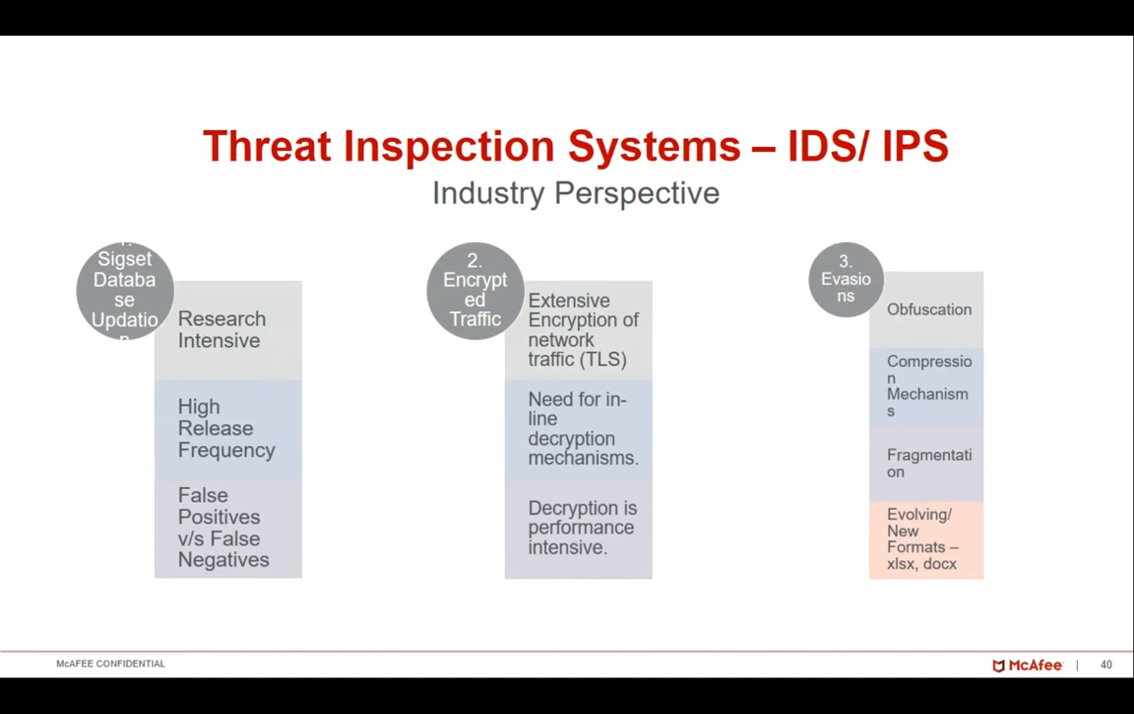Apart from this, attackers also use evasion techniques like fragmentation, which is dividing the packets into smaller chunks. So if the IDS is not enabled to reassemble the packets, it won't be able to make sense of it. And also new formats. For example, maybe the device knows how to handle a doc file, but because now it's a docx file, it cannot decompress the doc file and get the information out of it. So that is another challenge.